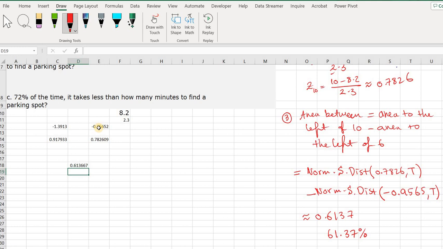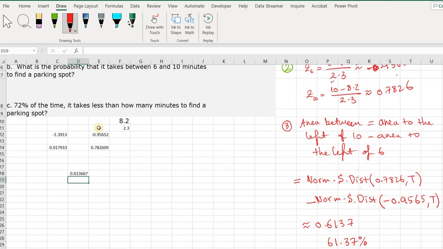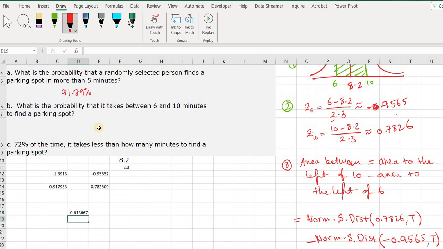So again, the last step, which is number 4, you're going to state the probability that it takes between 6 and 10 minutes to find a parking spot is 61.37%. I don't have enough space to write that, but I would like you actually to write full sentences, please. The last part I will erase again and then come back to answer the very last part of this question.